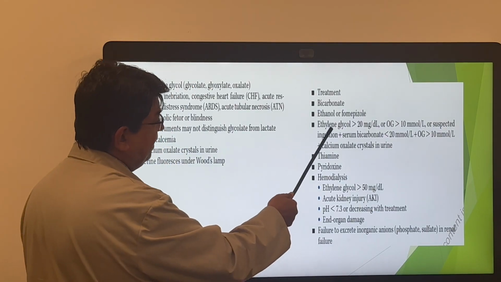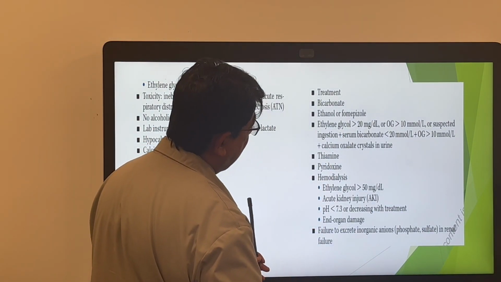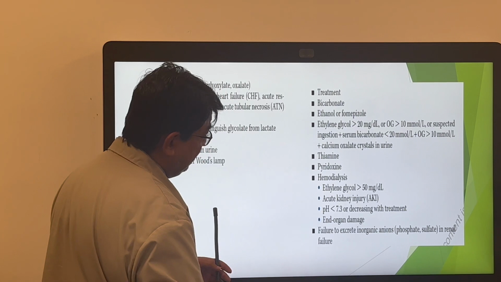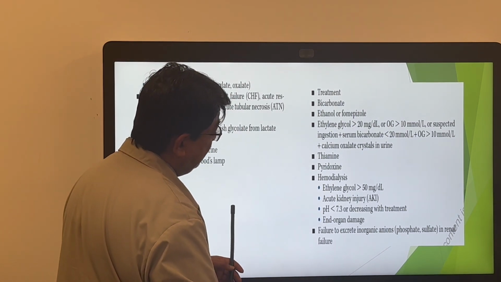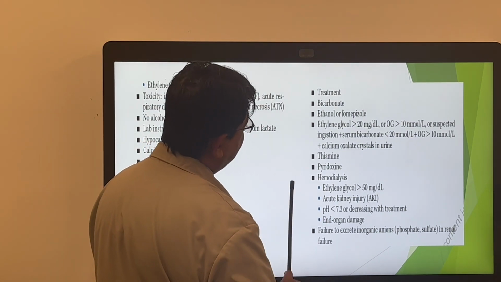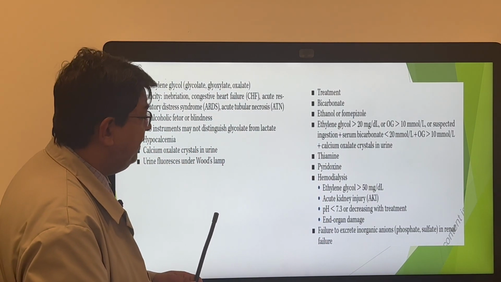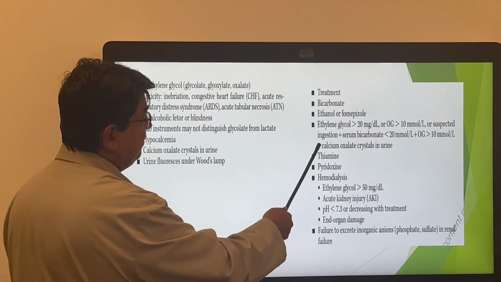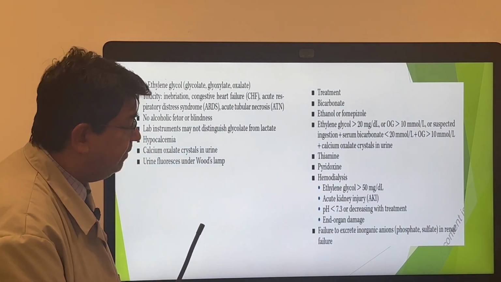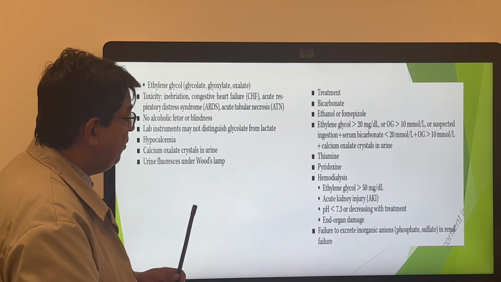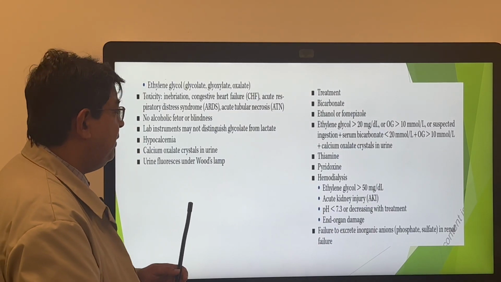Ethylene glycol is typically greater than 20 milligrams per deciliter. Osmolar gap is greater than 10 millimoles per liter, but typically much higher than that. And then, if you just have a suspected ingestion with acidosis and elevated osmolar gap, as well as calcium oxalate crystals in the urine, you should suspect ethylene glycol and treat urgently.